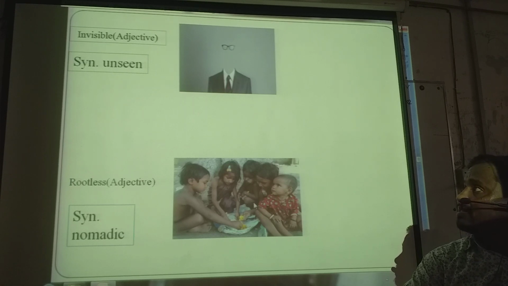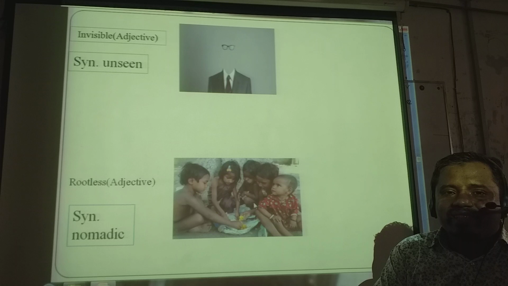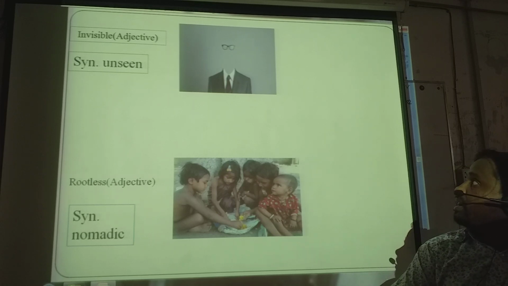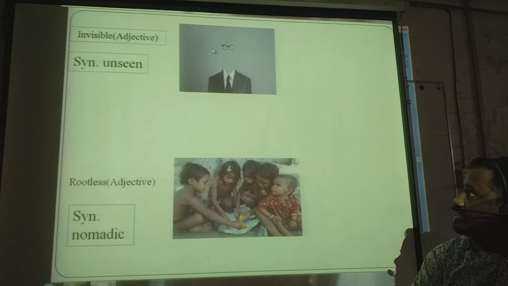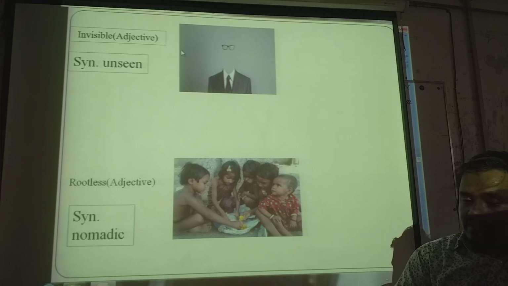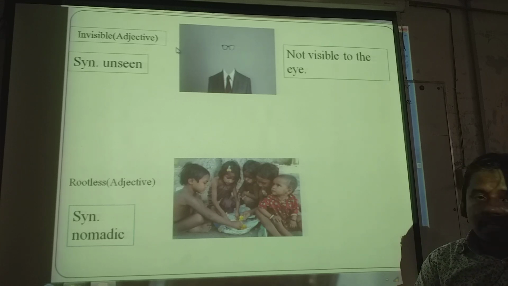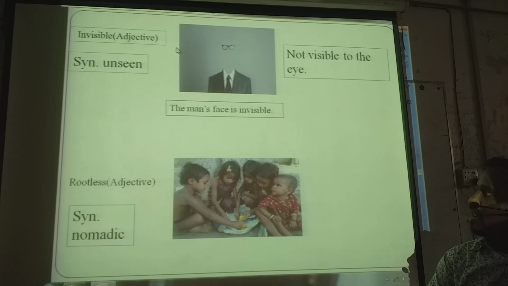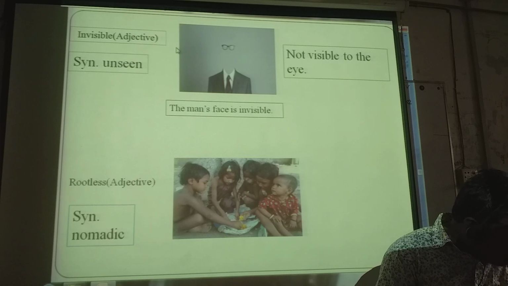Now look at the word invisible. It's an adjective. The synonym of the word is unseen. You can understand by looking at this picture: the head of the person is invisible. We can't see where his head is. Now, look at the meaning: not visible to the eye. The use: the man's face is invisible.